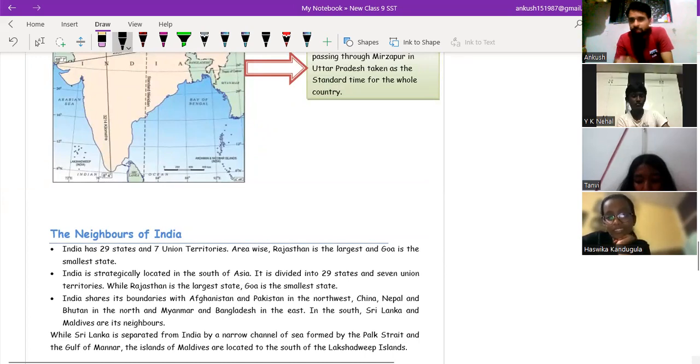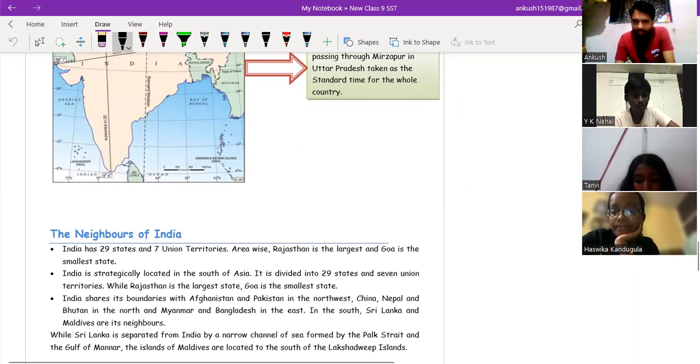Now India has been divided into how many states? 29 states and 7 union territories. Now there were 9 union territories, but now it is 7 union territories because the states have increased. Area wise, Rajasthan is the largest state of the country, and area wise Goa is the smallest state, even smaller than Sikkim. Sikkim is the second smallest.